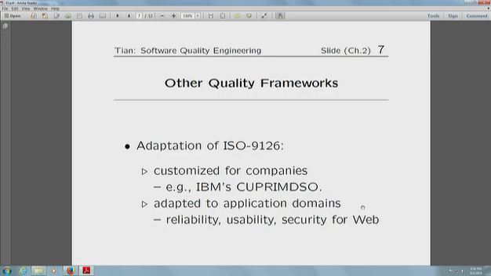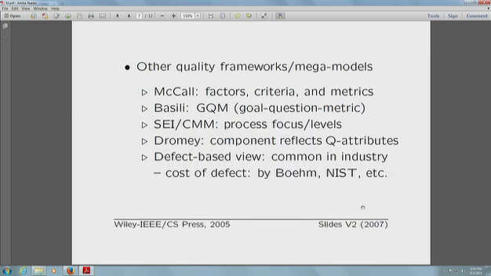So people look at this for different domains. There are also other quality frameworks and meta models. McCall has a framework about factors, criteria, and metrics, which is a little more of an operational view. The factors are like attributes, then you look at the criteria that may involve people's views and perspectives, and then you connect them together through quality metrics.